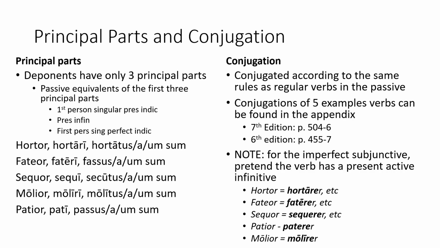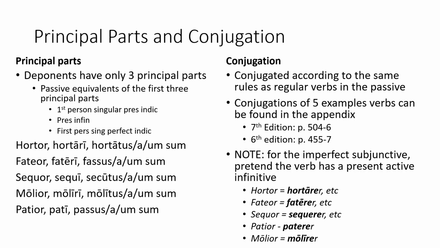We will go through the full conjugation of hortor in a minute, but the conjugations of all 5 of the example verbs can be found in the appendix of your book, pages 504 to 506 in the 7th edition, and pages 455 to 457 in the PDF of the 6th edition.